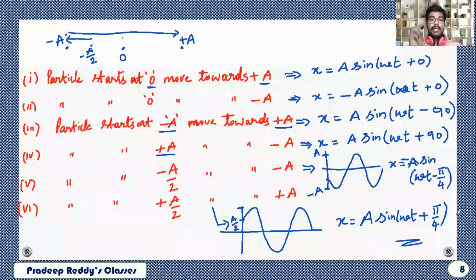Like this, based on where the particle's initial position is, you can write down the SHM equation corresponding to its motion. The only thing is, you can just introduce a phase difference from 0 to 90 degrees, or 0 to 180 degrees, or 0 to 360 degrees. Any phase difference you can introduce for the particle moving in SHM in this SHM equation, and you can write down the equation for simple harmonic motion.